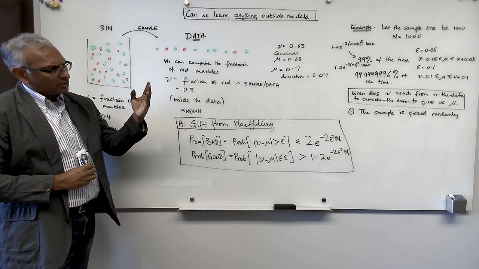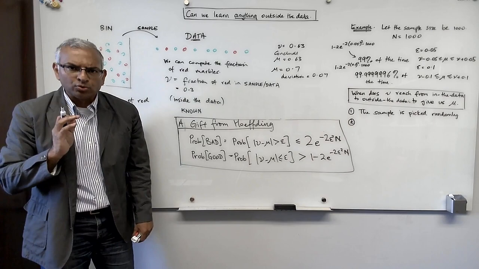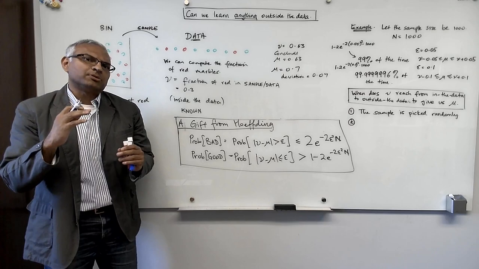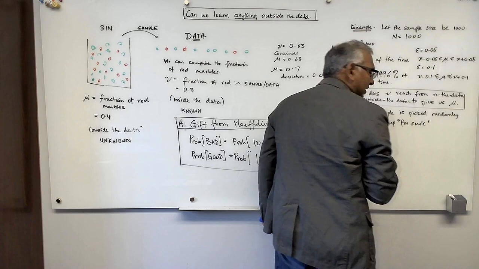The second thing is that we gave up the notion of for sure. So it's always possible that nu is wrong. But we're in this world of high probability. So we gave up for sure. So we're in a world of high probability.